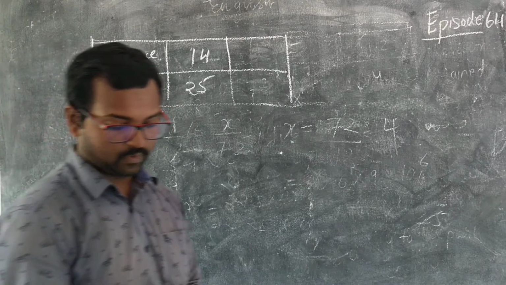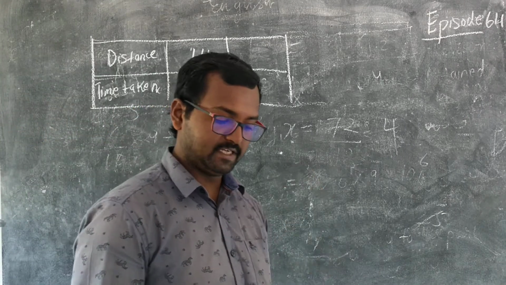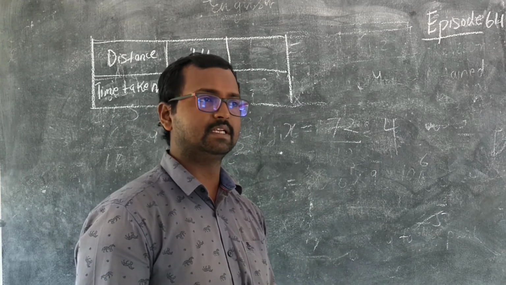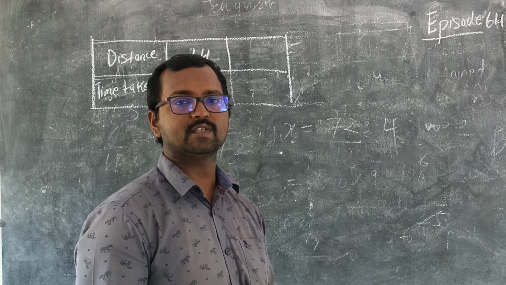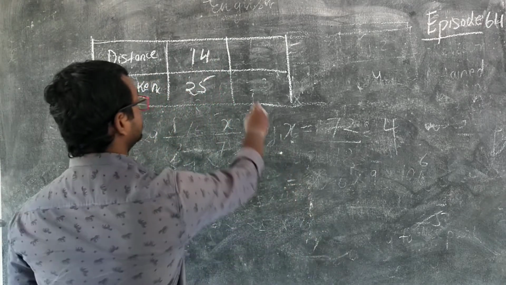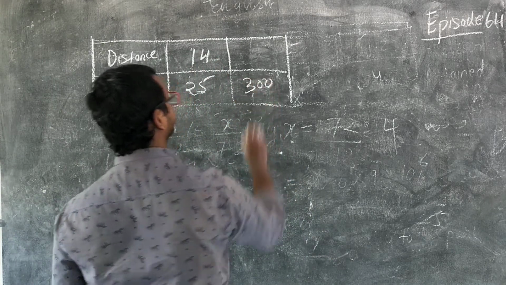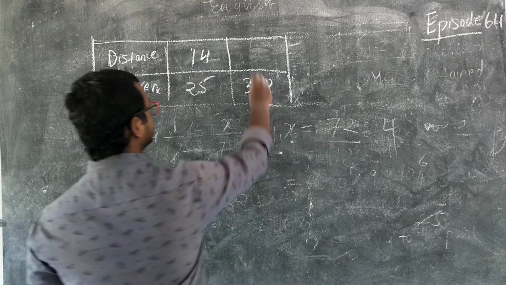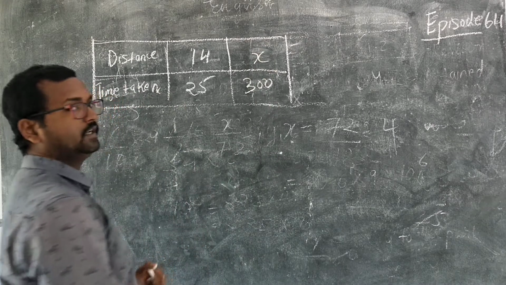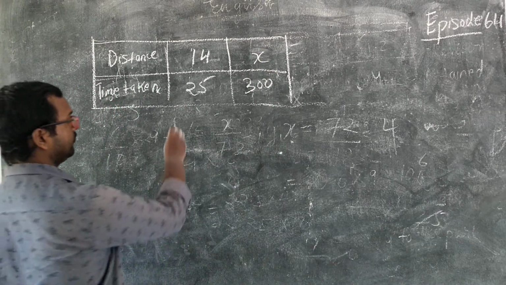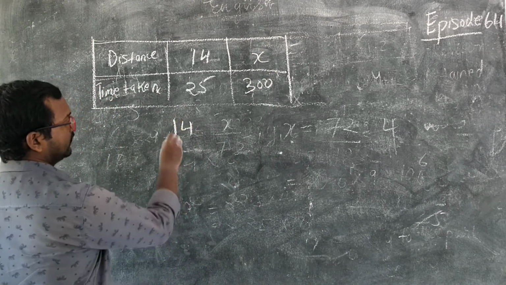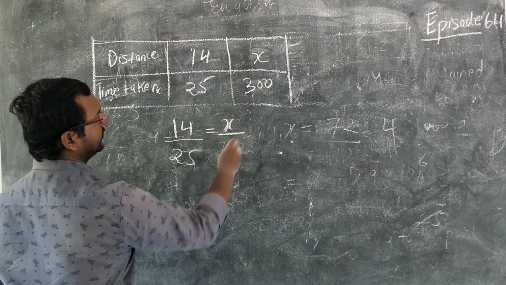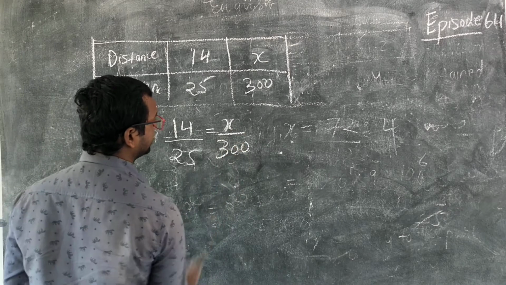So see here, one data is given in minutes, another data is given in hours. So what we will do is convert that into minutes. 5 hours is how many minutes? 5 into 60, which is 300 minutes. So in 300 minutes the distance traveled is how much? That is the question. So we will apply direct proportion here. We will get 14 divided by 25 is equal to x divided by 300.